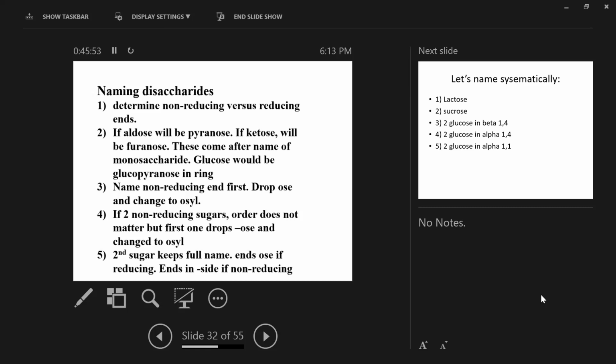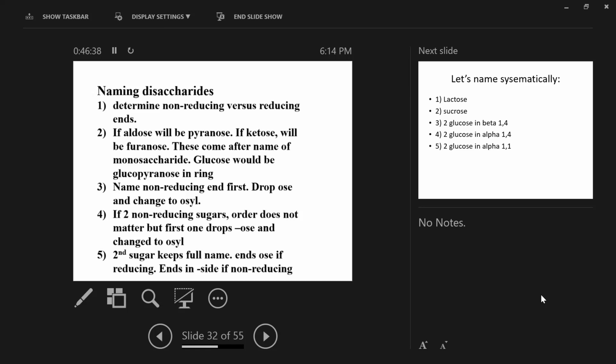Also, just like fatty acids when you name them in a triglyceride, the first sugar in a disaccharide will lose its suffix. Even though it's going to be pyranose for an aldose in a ring, or furanose for a ketose in a ring, if it's the first sugar named in the disaccharide, it will go to pyranosyl or furanosyl.